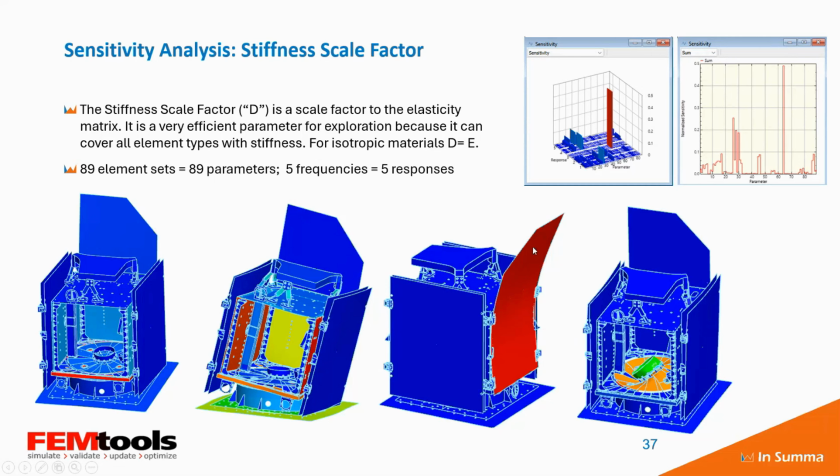Clearly for the panel mode, we see high sensitivity. For the tank, we see high sensitivity at the base. And for the global modes, we see high sensitivity at the support plate at the base, the satellite.